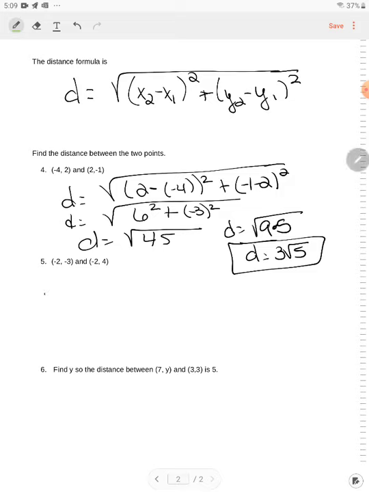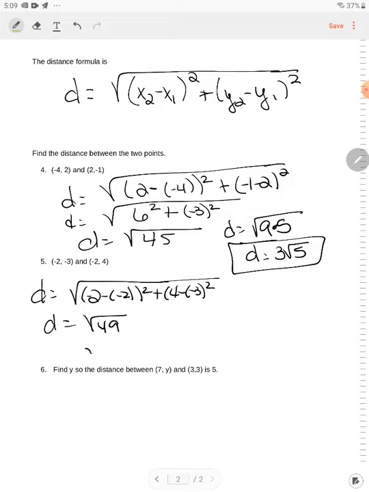Okay, number 5. D is equal to square root of negative 2 minus a negative 2 squared plus 4 minus a negative 3 squared. Negative 2 plus 2 is 0. So it gives you 0 plus 49. D is the square root of 49. So D equals 7. So sometimes you'll have an answer that can be written in radical form. Sometimes you have a whole number. And then this one you want to find your y.